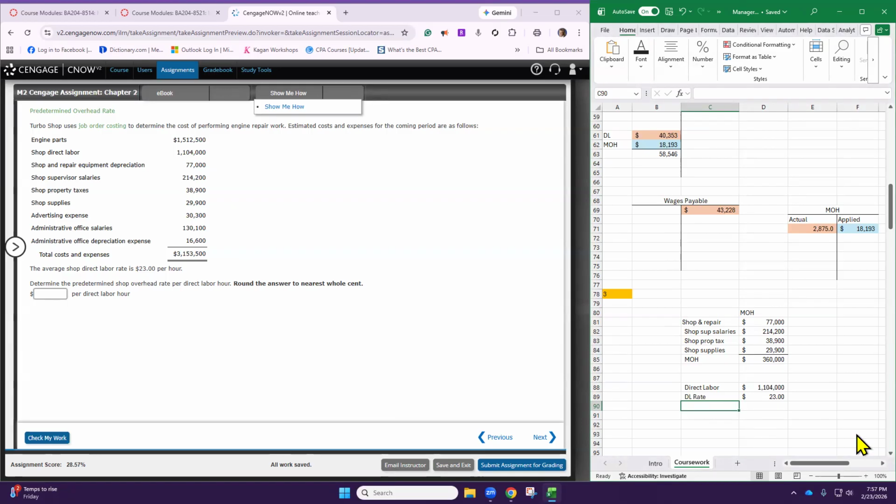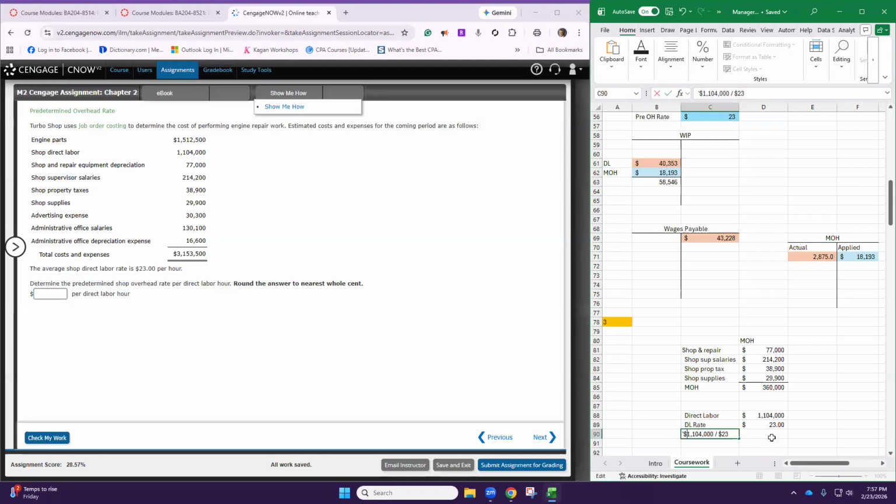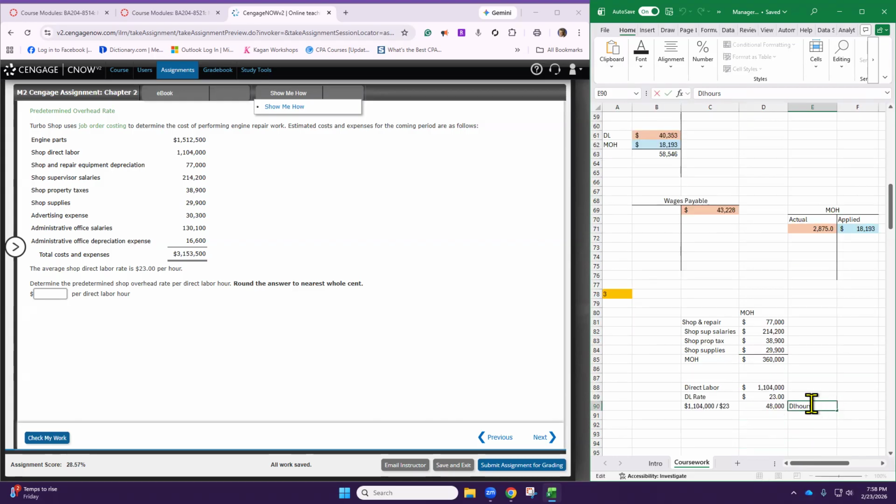So we're going to take direct labor. We're going to take 1,104,000 divided by $23. So this is total dollars in labor divided by its rate, which is now going to give you total hours. So this is direct labor hours. So we're going to find the number of hours, and we're going to divide by the direct labor rate per hour. So we're looking at 48,000 direct labor hours, right?